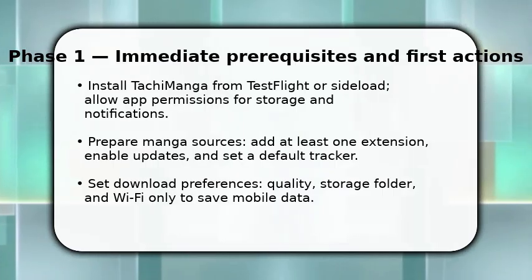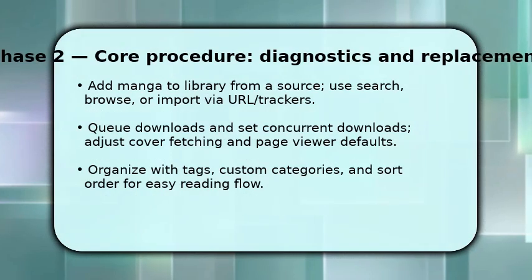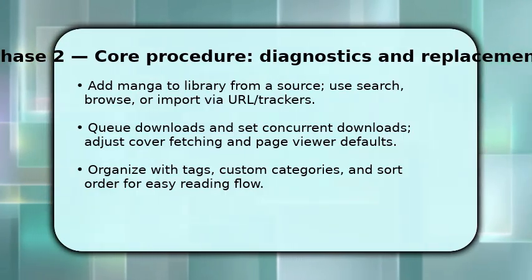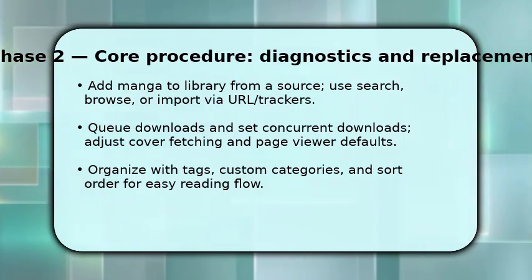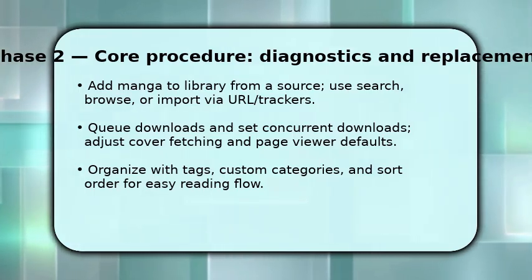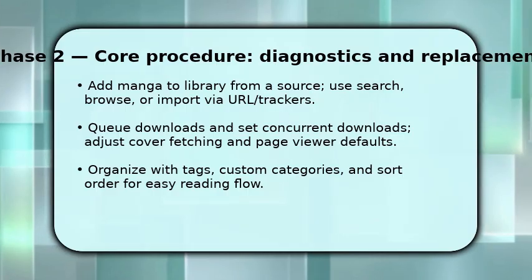Now you'll continue by populating and organizing the app. You add titles from a source, search or paste a URL, then hit Add to Library. This ensures chapters are tracked for updates. Once added, queue desired chapters and set the number of concurrent downloads so your device won't overload.